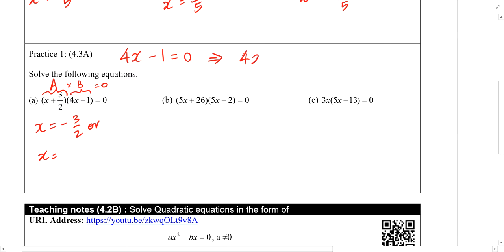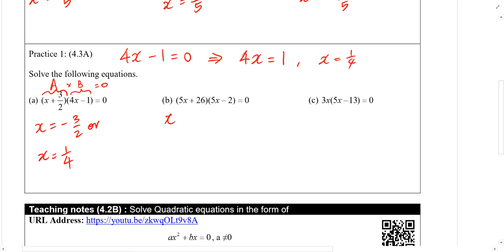Can you tell me what 4x equals to? If 4x minus 1 equals 0, 4x equals to? Okay, you mean 1, then x equals 1 over 4, right? Is this what you meant? Okay, so the next option is that x equals 1 over 4. Now, part B.